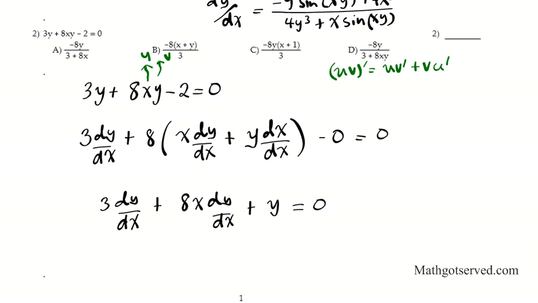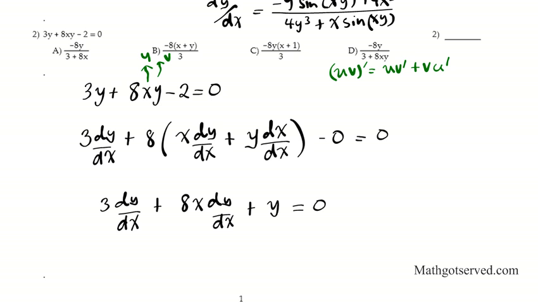Okay? And what I'm going to do now is factor out dy/dx from this term right here. But before we do that, I can go ahead and subtract y from both sides. Oh, actually, I was supposed to distribute the 8 to this y right here, so I have 8y. Okay, so this 8 needs to be distributed to both terms.